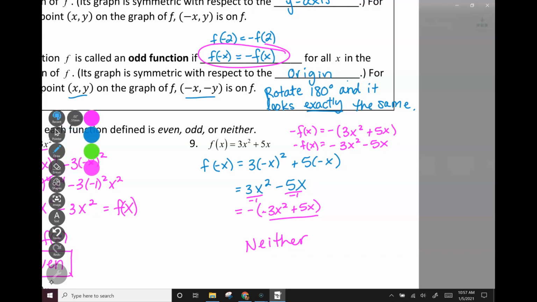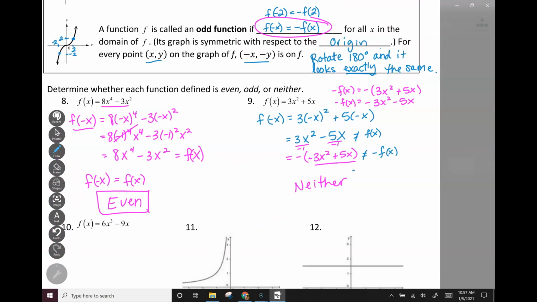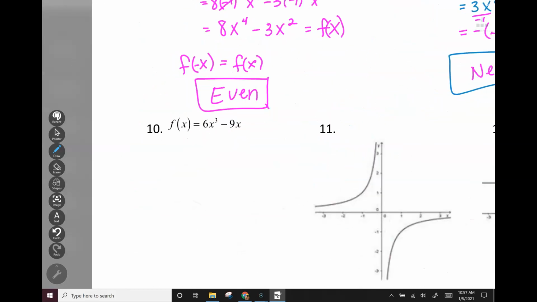Okay, and that's because this does not equal f of x. That would be even. And then this does not equal negative f of x. And that's what it would need to be odd. All right, we've got one more like that to try.